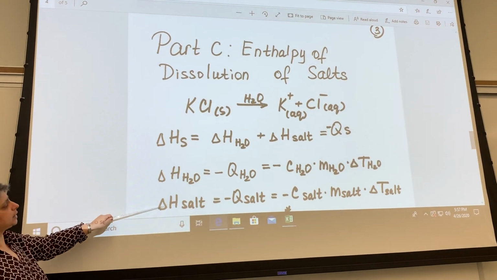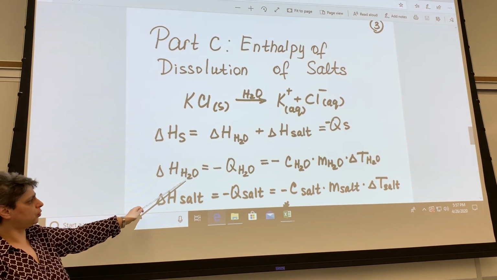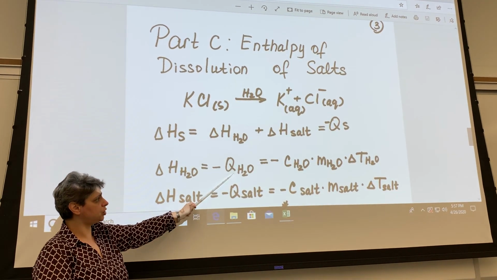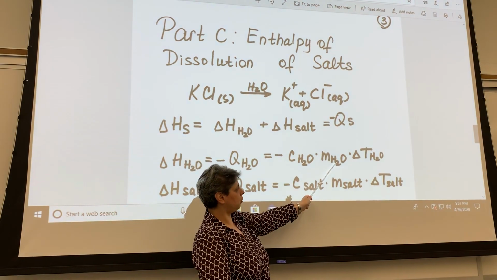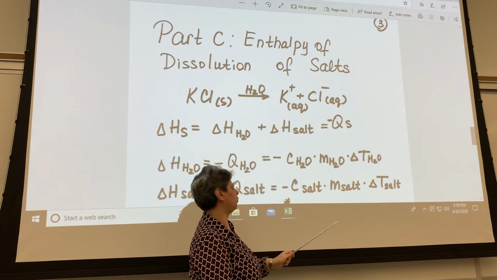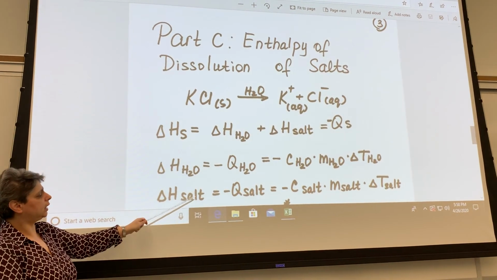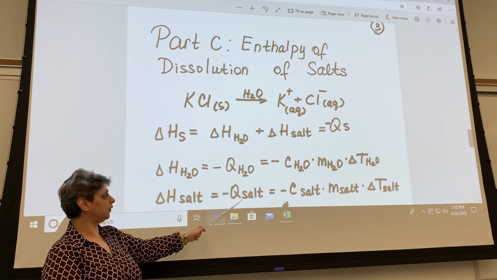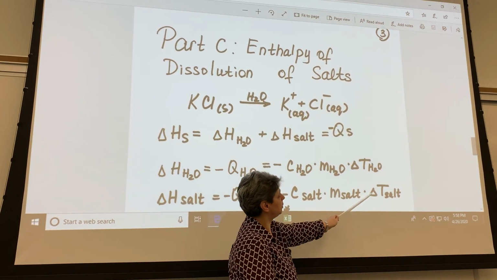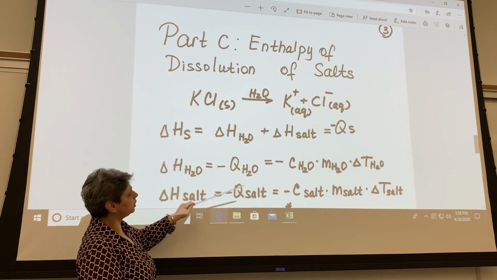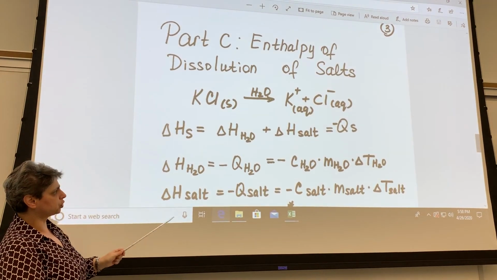So there are two enthalpies that are calculated here. First one is enthalpy change of water. Enthalpy change of water is found as minus heat change of water, which is found as specific heat of water times mass of water in the cup times change in temperature of water. And then you also have to find enthalpy of salt, and enthalpy change of salt is found as negative heat change of salt, which is found as specific heat of salt times mass of salt times delta T of salt. So here you find two enthalpies, and then you add them up together to find total enthalpy of solution.